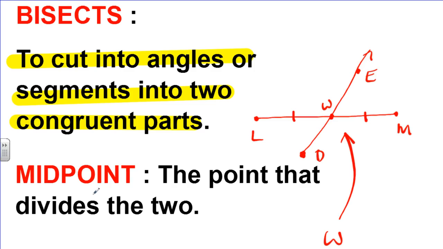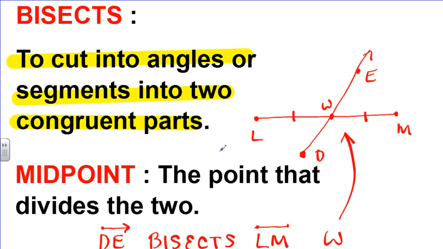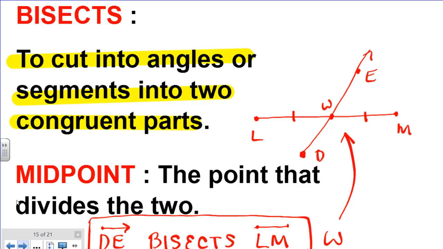Therefore, you would say that ray DE, in this case, bisects segment LM, right? Ray DE bisects segment LM. And I'm doing this because when you're in geometry, it becomes its own language. The way that you have to symbolize things, the way that you have to prove things using symbols to communicate what is actually going on in the conjecture.